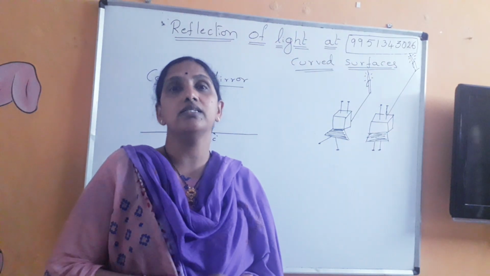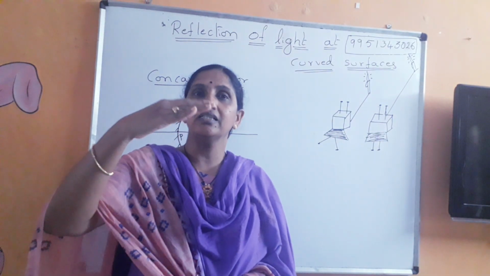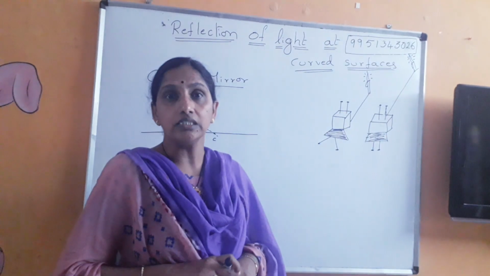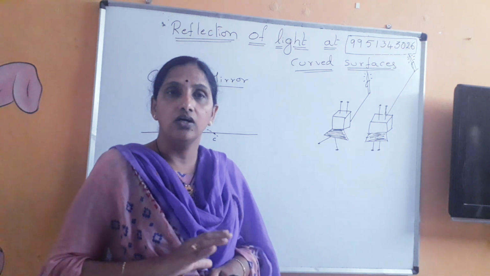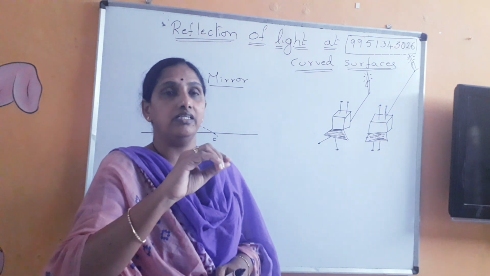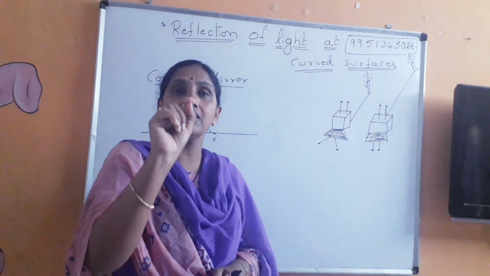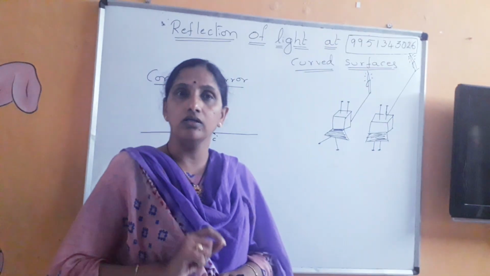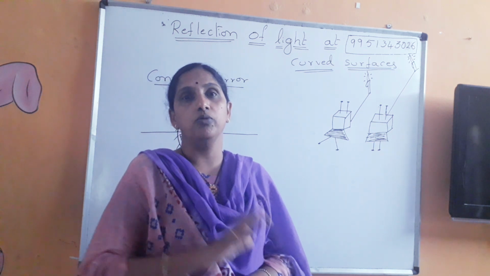Which rays do we have to consider? A parallel beam of rays. That means a beam where the rays are parallel to each other, and here also parallel to the principal axis. When they are made incident on the concave mirror, they reflect back and all the reflected rays converge at a point, or all the reflected rays pass through a single point. That single point is called the focus or focal point.